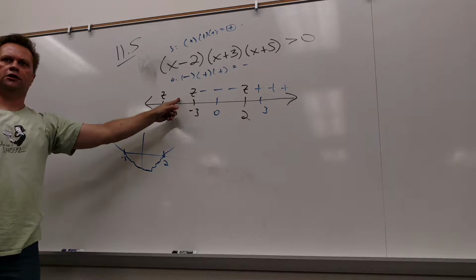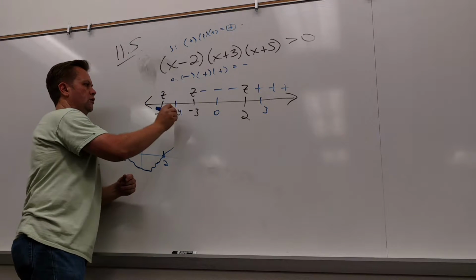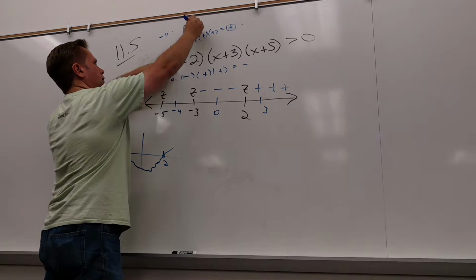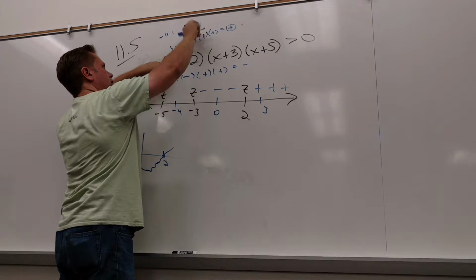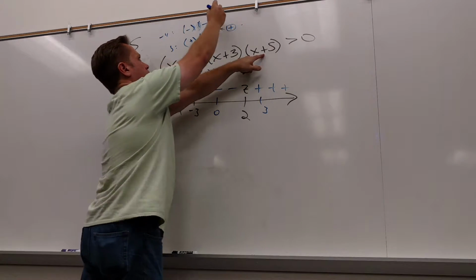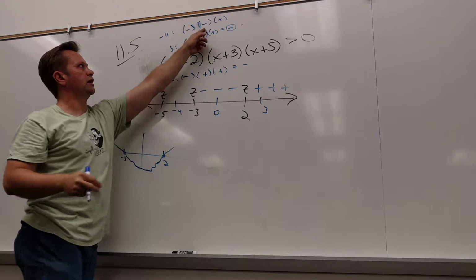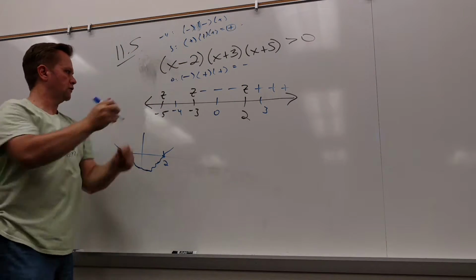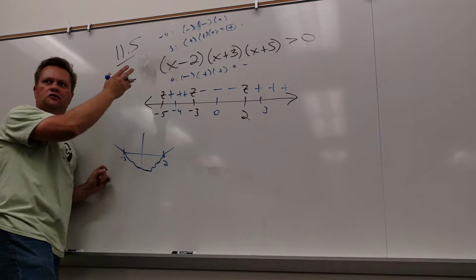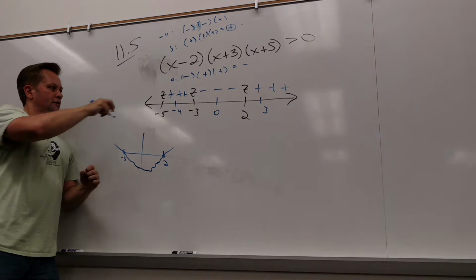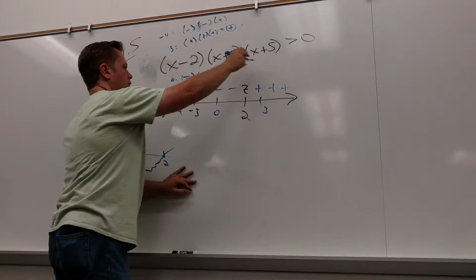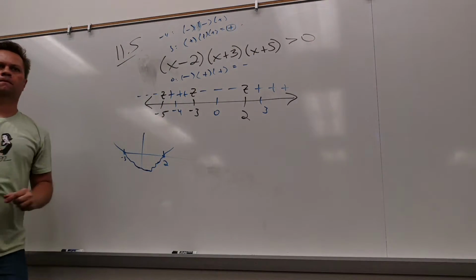What about in here? What could I use? -4. When I plug a -4 in, what do I get? -4 plus 3 is negative, positive, and that's positive. I like it. Negative times positive is positive. Somebody give a guess as to what this is going to be? Negative. Beautiful guess, and you're right. If you plug a -6 in, you'll get negative times negative times negative, which comes out negative.